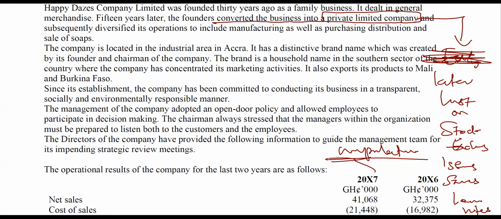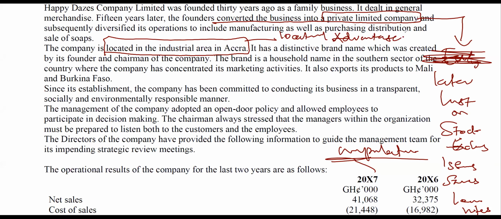You get the idea? So just bring out the key points. It's the key points that we are concerned about. And they say the company is located in the industrial area in Accra. If you are located in an industrial area, is that not a locational advantage? Do you all agree with me? Is it or is it not?